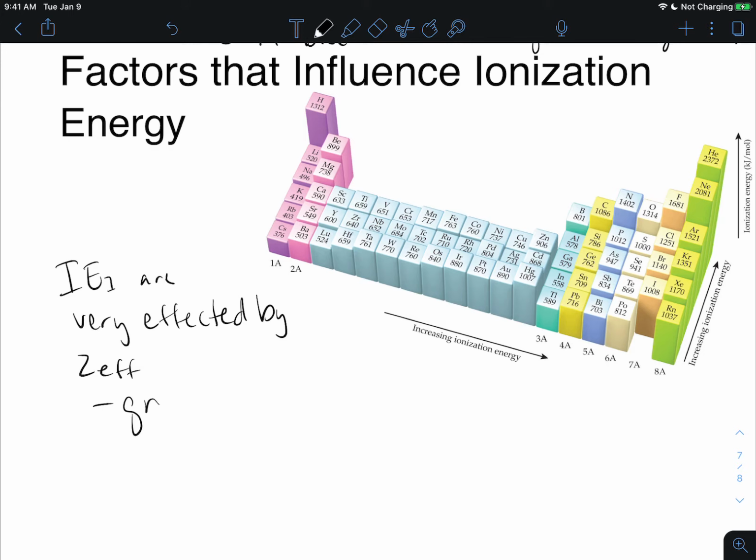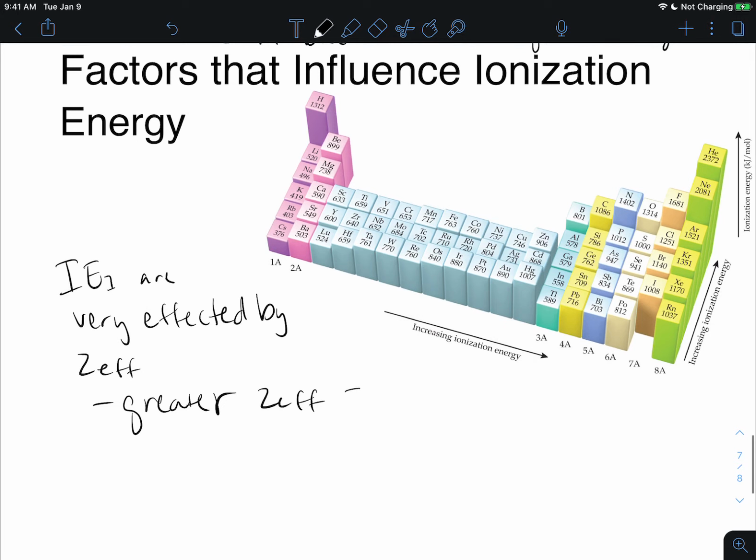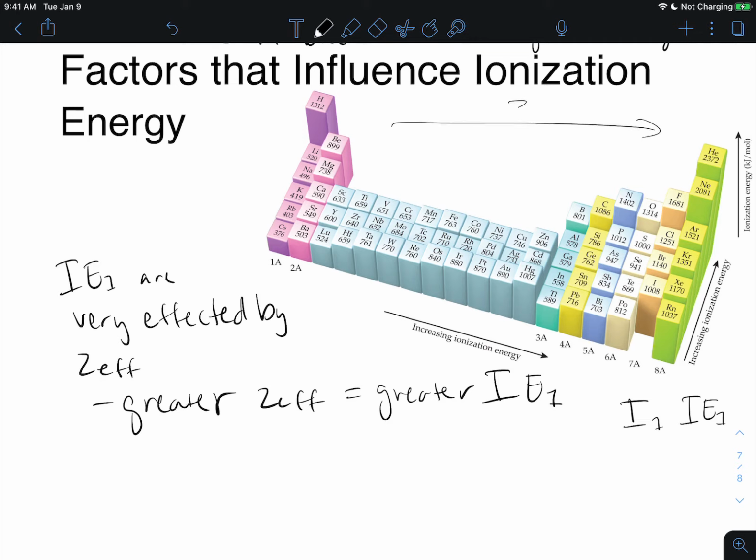Greater Z effective, greater ionization energies. And you'll see ionization energies as both I1, or I like to write it as IE1, for your first ionization, and then I2 or IE2 for your second ionization, and so on. So just a subscript with the number tells you which electron you're removing. We see visually that we are increasing our effective nuclear charge like so.